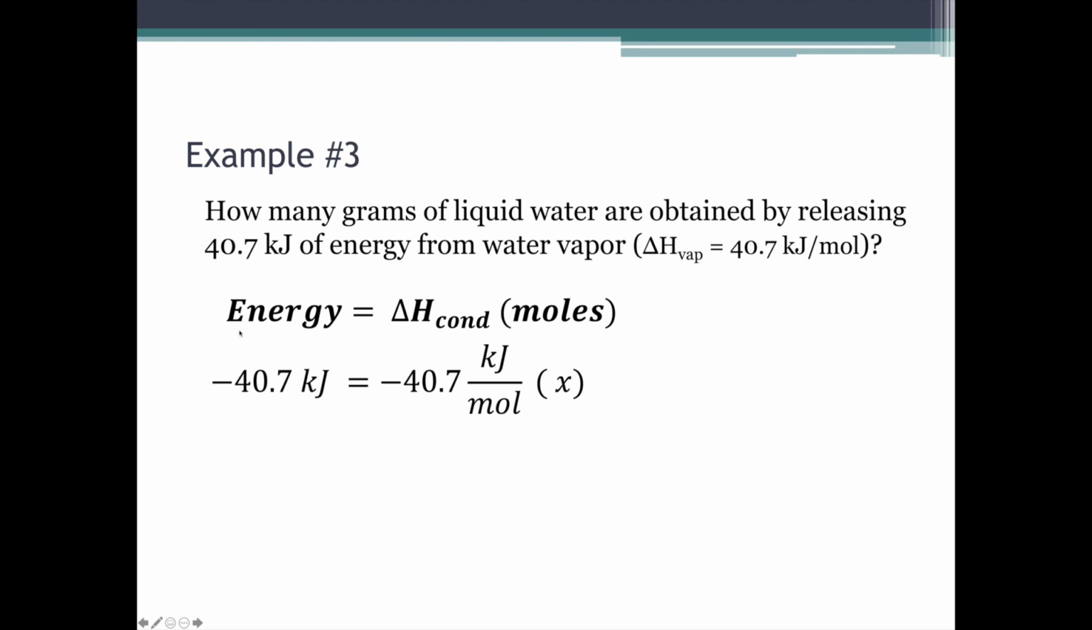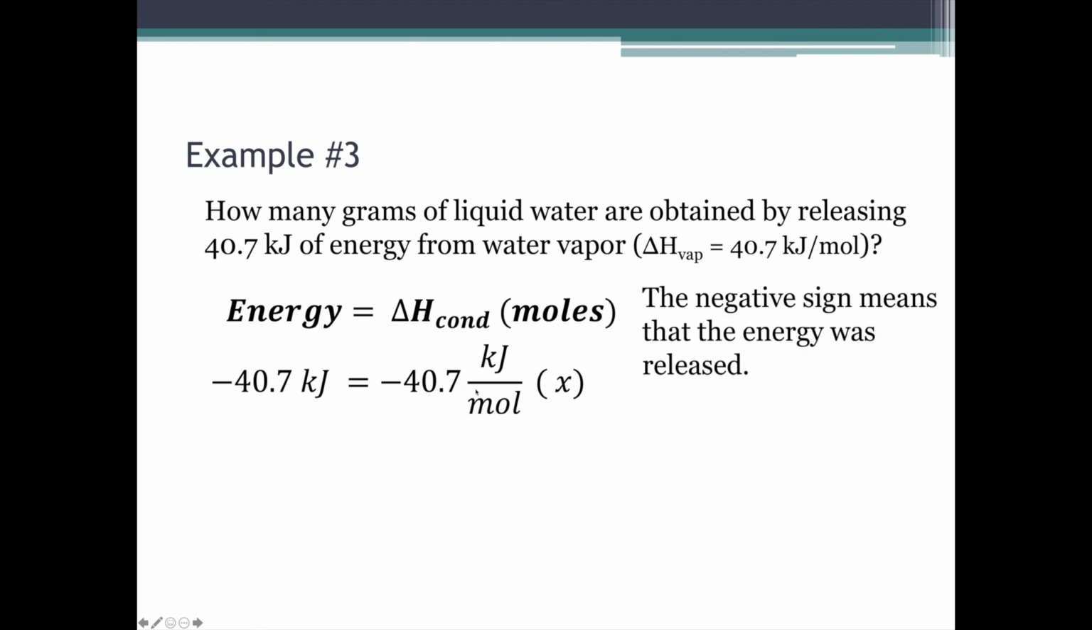So the energy here is negative 40.7 kilojoules. Why negative? It tells me that I am releasing that energy. Releasing gets a negative sign. My molar heat of condensation is the negative of the molar heat of vaporization, so I just flip the sign. And I'm solving for moles, X. Now when I divide both of these, I end up getting 1.00 because both of these are 3 significant figures.